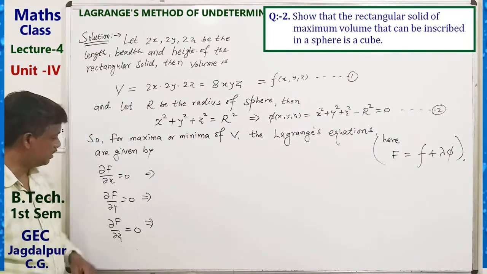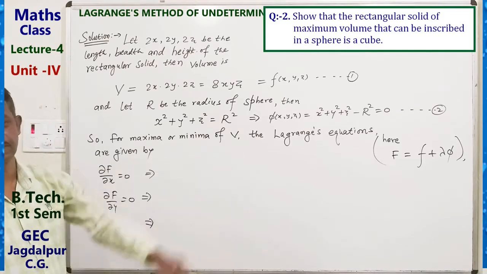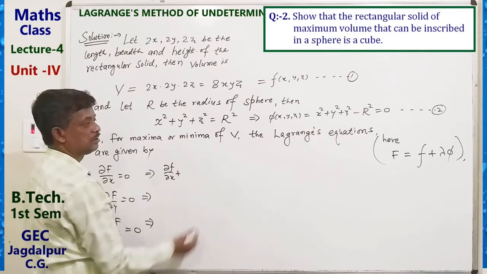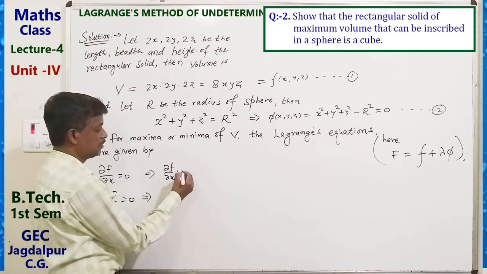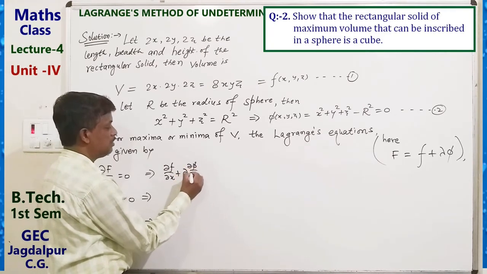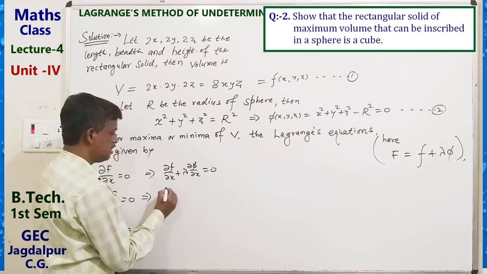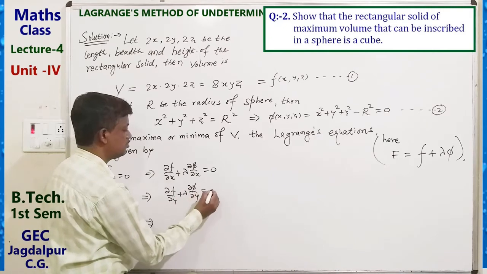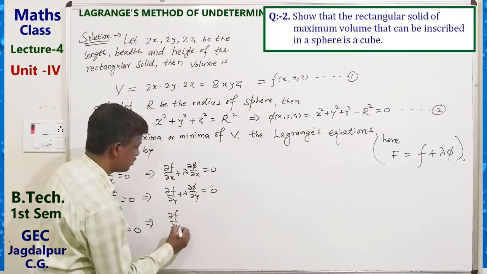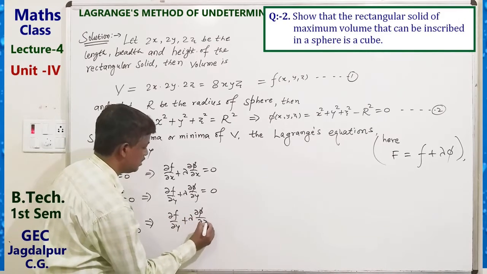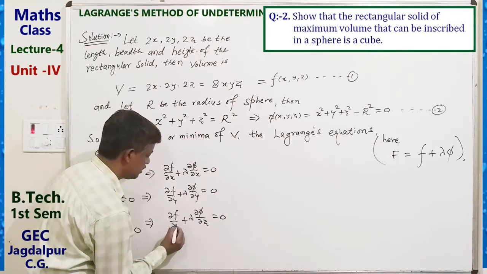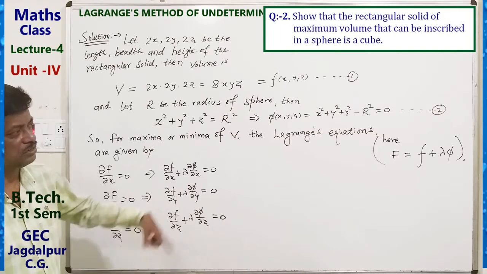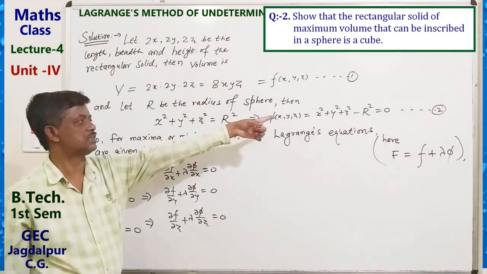Here ∂f/∂x = 0, ∂f/∂y = 0, where F means f plus lambda phi. So you can write ∂f/∂x + λ ∂φ/∂x = 0. Same, ∂f/∂y + λ ∂φ/∂y = 0. ∂f/∂z + λ ∂φ/∂z = 0, here not y, z. This is our basic rule for writing Lagrange's equations, where f is a function of x, y, z and the relation is this.